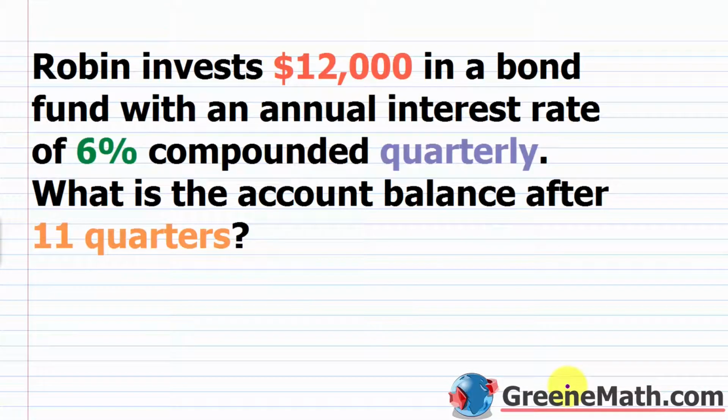All right, let's take a look at another one, and we can blow through this one now. So Robin invests $12,000 in a bond fund with an annual interest rate of 6% compounded quarterly. What is the account balance after 11 quarters?